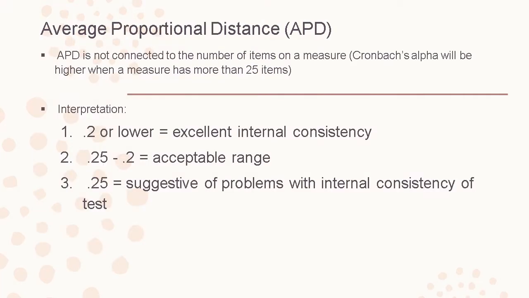So what does 0.22 stand for? For the interpretation of APD, 0.2 or lower means excellent internal consistency. 0.2 to 0.25 is the acceptable range, while above 0.25 is suggestive of problems with internal consistency of the test. APD is not connected to the number of items on a measure, which makes it advantageous over Cronbach's alpha, because Cronbach's alpha will be higher when a measure has more than 25 items.